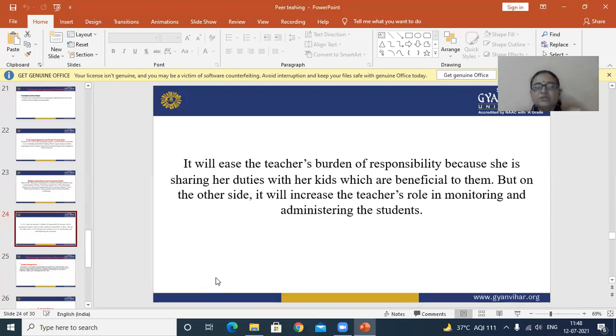It will ease the teacher's burden of responsibility because she is sharing her duties with her kids, which is beneficial to them, but on the other side it will increase the teacher's role in monitoring and administrating the students.